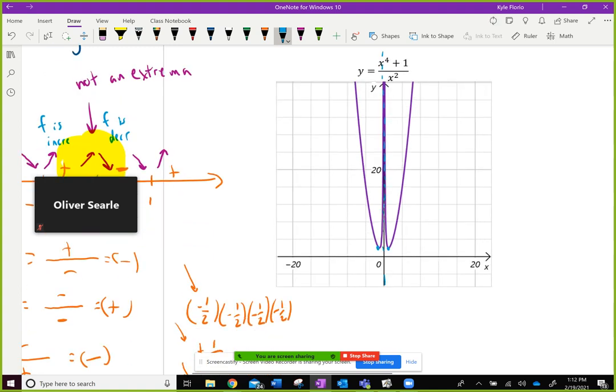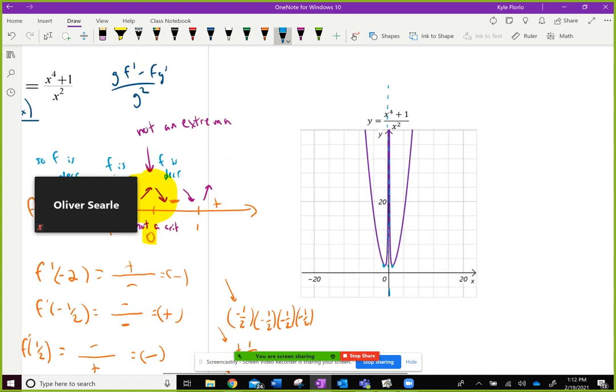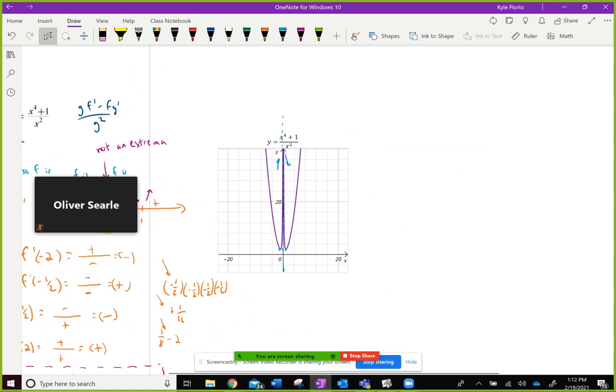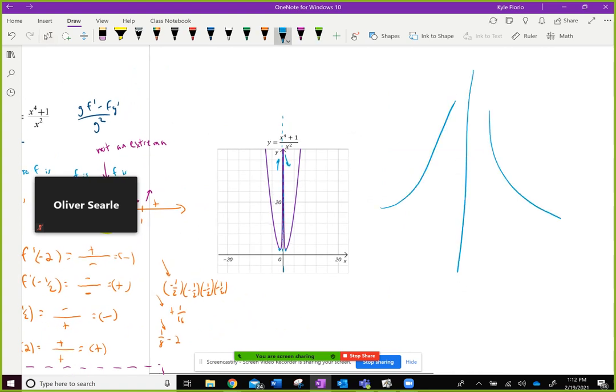So that's how you can have a sign change. The function's increasing right here, and then it's decreasing. Let me draw that a little bit nicer. If this is what my function looks like, it's going from increasing to decreasing, but because we have an asymptote here, you're not actually getting a relative max. Does that make sense now?